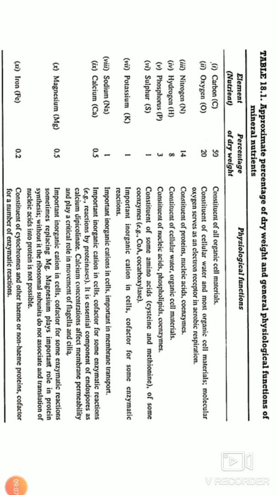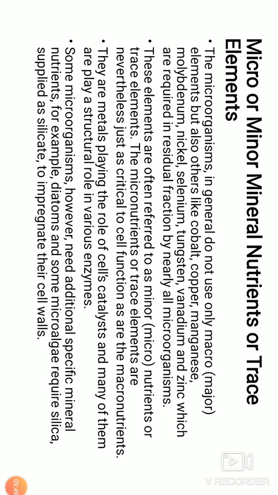Followed by that is phosphorus, which you can see in nucleic acid, phospholipids, and coenzymes. Followed by that is sulfur, which some major amino acids and some coenzymes require. Followed by that is potassium, sodium, calcium, magnesium, and iron. Iron is required in cytochromes or other heme or non-heme proteins as a cofactor for a number of other enzymatic reactions. The next group of requirements is minor or micro elements.